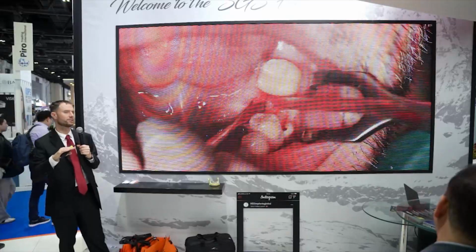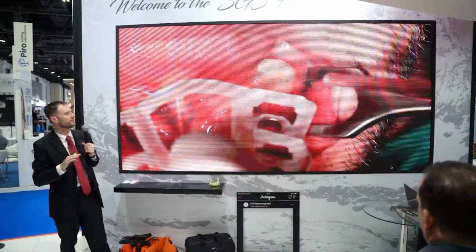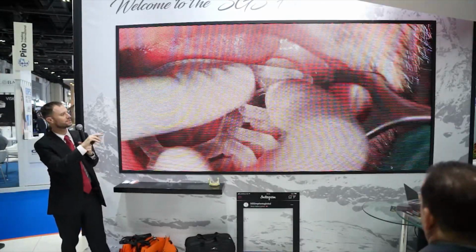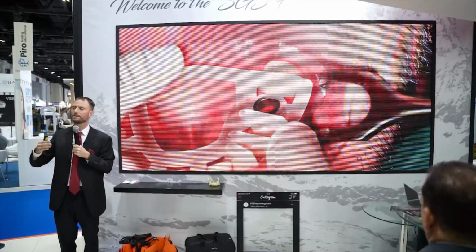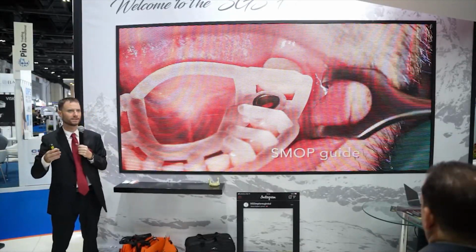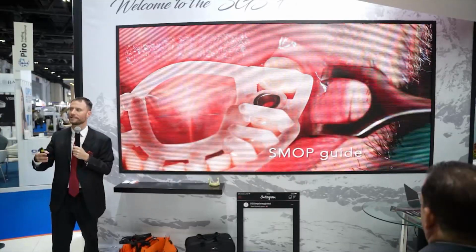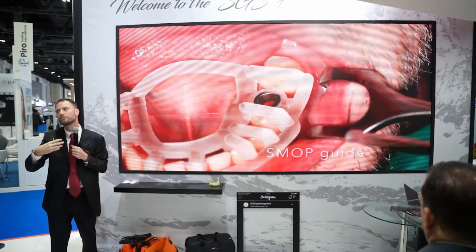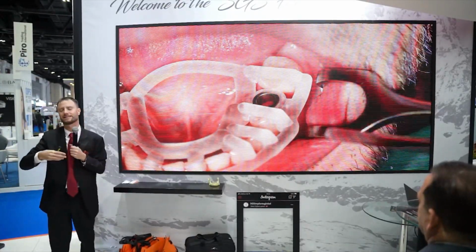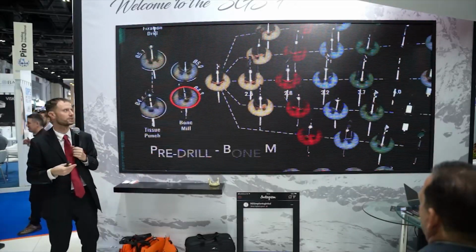You do a crestal incision, you just open the flap, you have a small flap. This is the guide, this is a totally different way. I like this guide because it gives you more visibility and more space for the cooling liquid. So your irrigation is better reaching the target. So I would say less heating, less heat production.